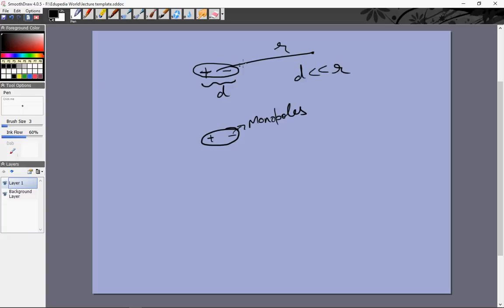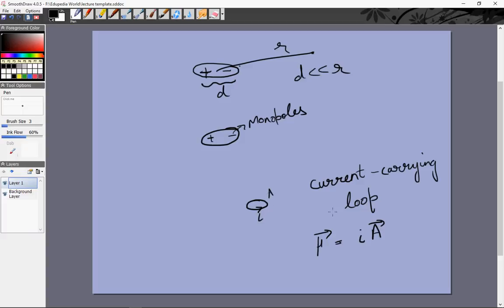However, we have never found any magnetic charges or monopoles, and the only thing that creates a magnetic field is found to be a moving electric charge or an electric current. So, a magnetic dipole is actually a small current carrying loop. And the symbol for magnetic dipole moment is mu, and it is equal to I times A, where I is the current flowing through this loop and A is the area of this loop.